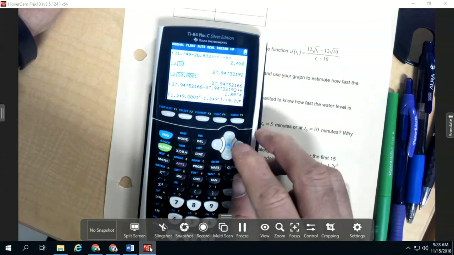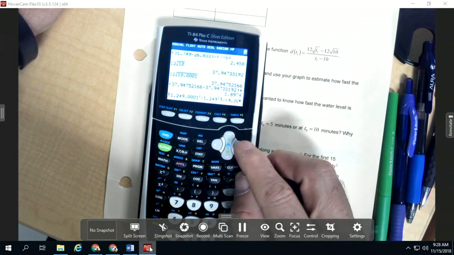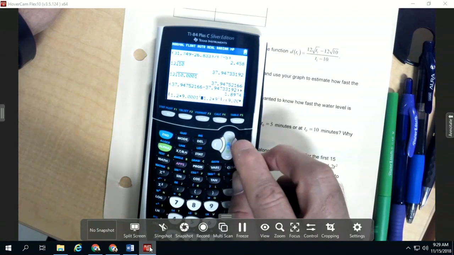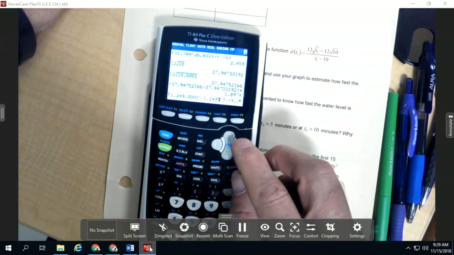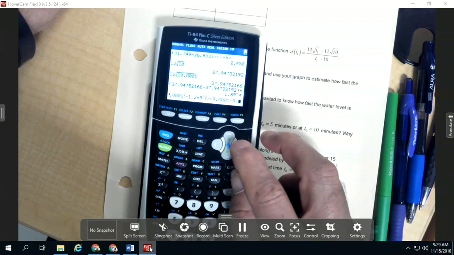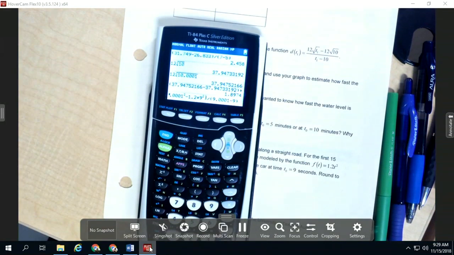Okay, so I took 1.2 times, or I started a parentheses because I want to make sure I get the numerator right. 1.2 times 9.0001 squared minus 1.2 times 9 squared, close parentheses, divided by 9.0001 minus 9. Is that what everybody did? Is that the math you did? Did you get an answer? I haven't pressed equals yet.